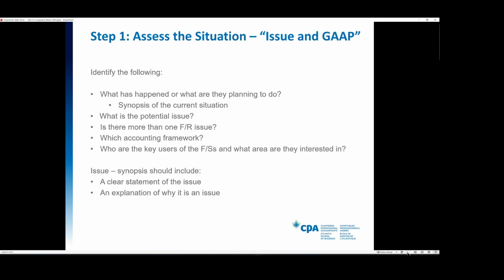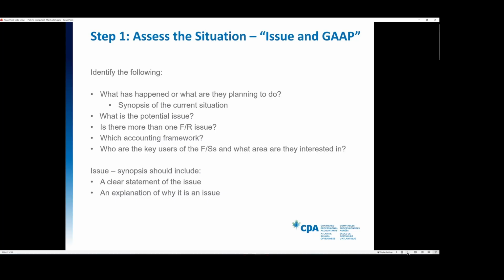When it comes to assess the situation, you need to identify the following things. Make sure that you have a clear understanding of what has happened. Have they already performed a journal entry? Because if they have and it's incorrect, you need to advise what the corrections are that need to be done. Or what are they planning to do? Have a very quick synopsis of the situation. What's the potential issue? Be on the lookout: is there more than one financial reporting issue?